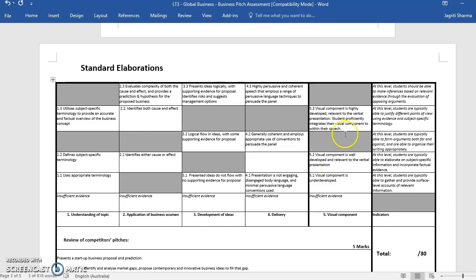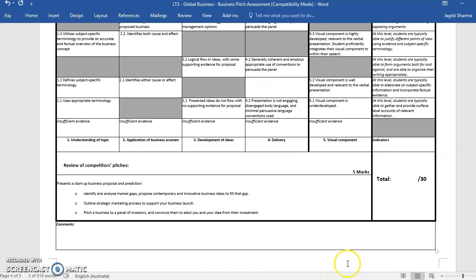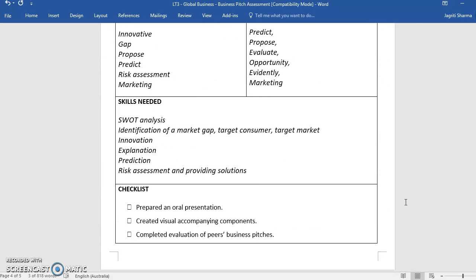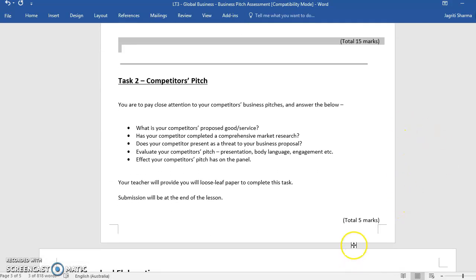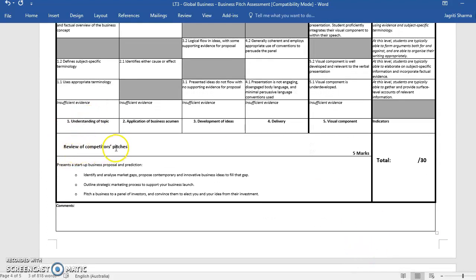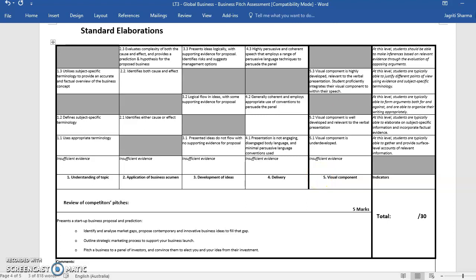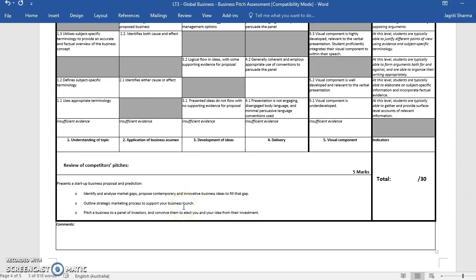Now these are some of the things you need to be mindful of when you're making the PowerPoint presentation. So go through them and include them in your PowerPoint presentation. This is worth a total of 30 marks. So it's 15 plus 5, 20. And then the review of a competitor's pitch, that's 5 marks. And 5 marks is for how you're presenting your pitch. How is your oral presentation?